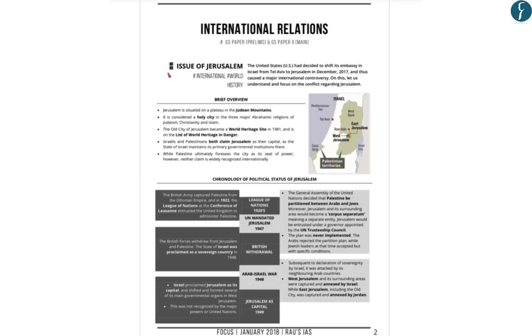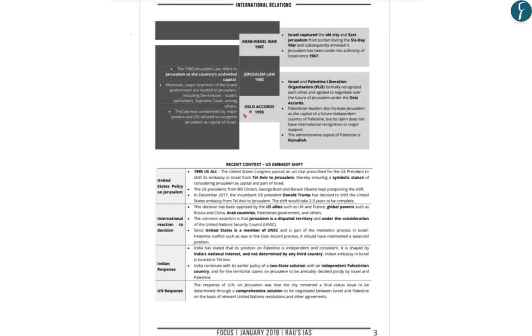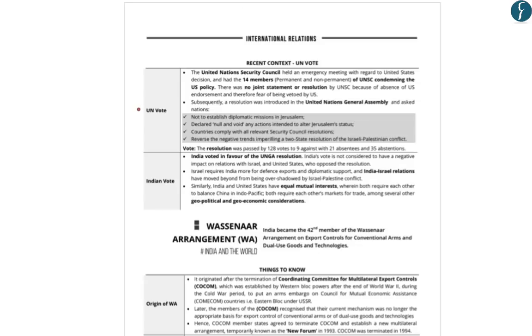Now the January edition of the Focus magazine covers the issue of Jerusalem. It starts with a brief overview of the city of Jerusalem and then gives the chronology of the political status of Jerusalem from 1920 to the Oslo Accords in 1993. Now what the article refers to is the recent UN vote.